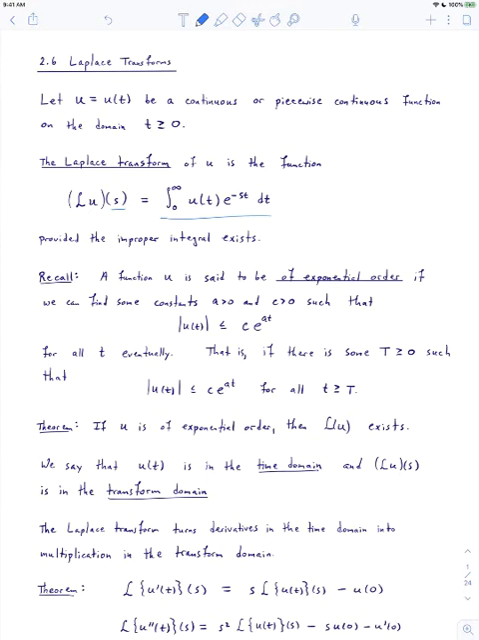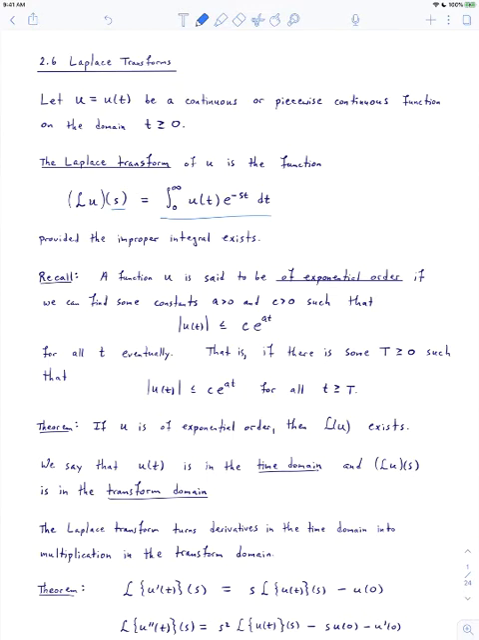We have a theorem that says that if u is of exponential order, then the Laplace transform of u exists. We won't bother proving that in this lecture. Since we usually think of t as representing time, we say that u at t is in the time domain, and the Laplace transform is in the transform domain. The Laplace transform turns derivatives in the time domain into multiplication in the transform domain, and that's what makes it so useful for helping you solve differential equations.